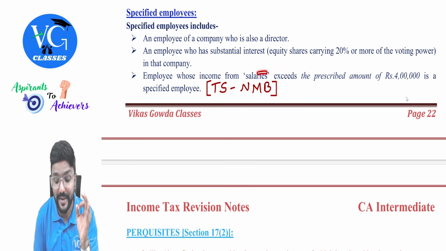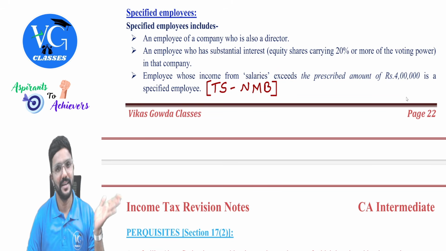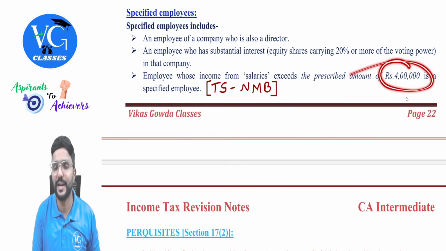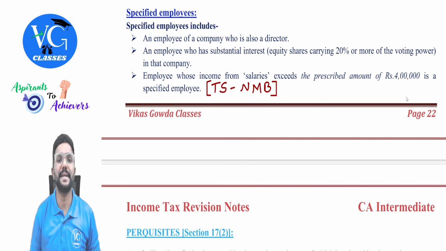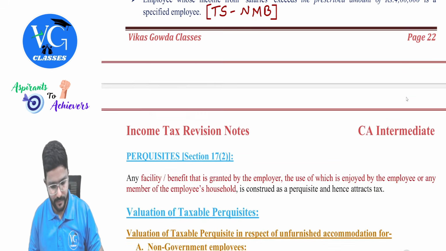Guys, no doubt this will be taxable. Obviously, for an employee, what is taxable is taxable salary. Correct. But while calculating this 4 lakh limit, we need to exclude non-monetary benefits, guys. Is that clear? Yes, this is an amendment part. Please be careful with it.